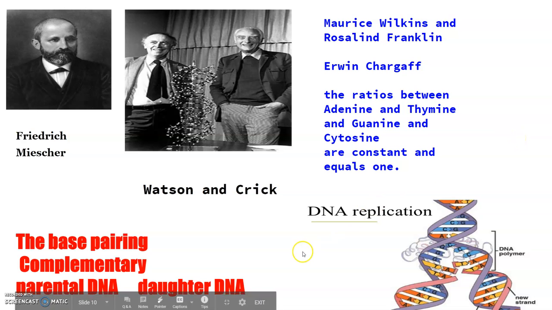So the base pairing, complementarity, parental DNA and the daughter DNA were explained in DNA replication. Now the base pairing here is a very unique property of the polynucleotide chain. The nitrogenous bases pair up in a polynucleotide chain and are said to be complementary to each other. Complementary means that adenine pairs up with thymine and cytosine with guanine. That is the complementarity of the base pairs. Therefore, if the sequence of the bases in one strand is known, then the sequence of the other strand can also be predicted.